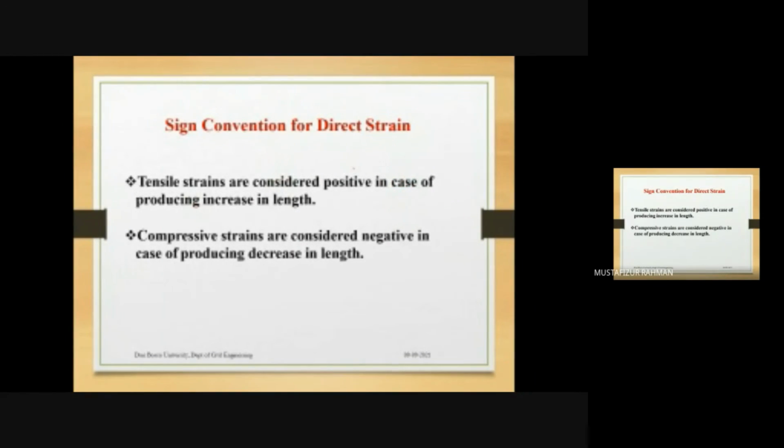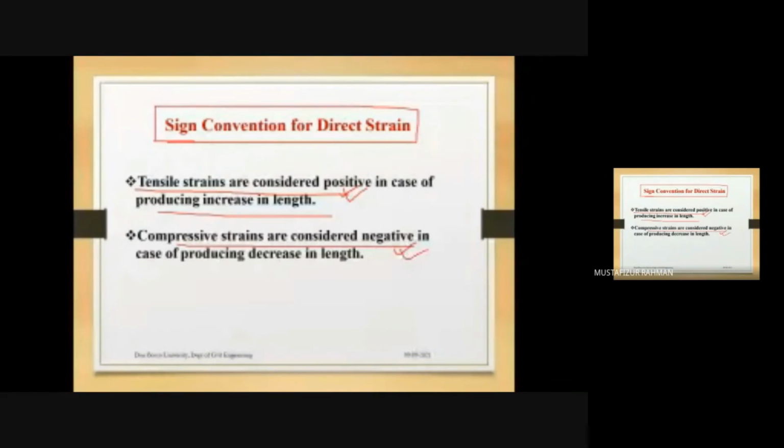Then there are some sign conventions. These are generally followed. Tensile strains are generally positive, as the length increases. Compressive strains are negative. They will be producing decrease in length.